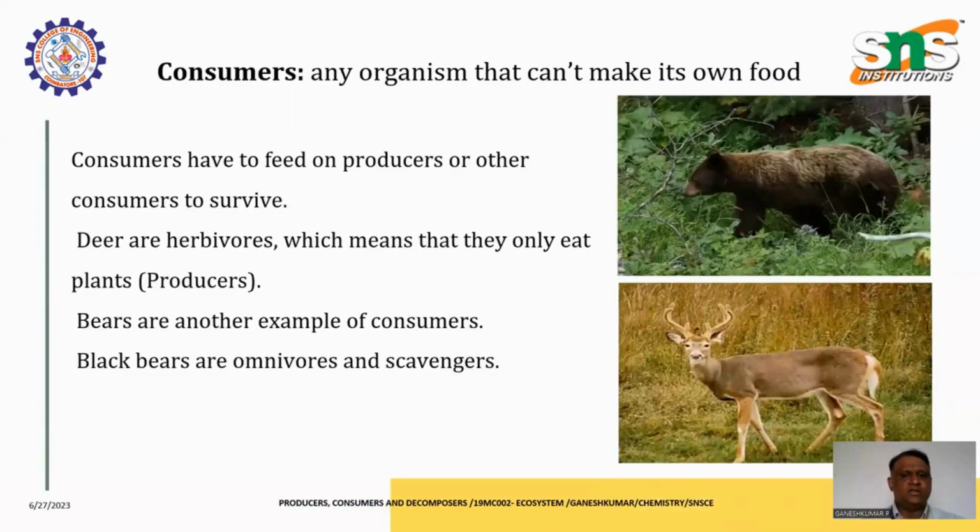Then consumers. The consumers can't make their own food. They have to feed on producers or other consumers to survive. For example, deer are herbivores, which means that they only eat plants, that is, they take their food from the producers. Bees are another example of a consumer. Black bears are omnivorous scavengers, which eat both plants and other dead animals.